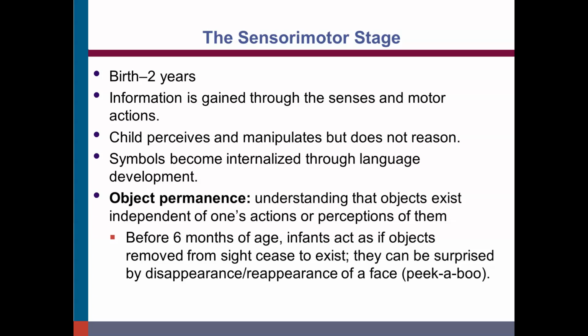Now during this phase here, most infants achieve what's called object permanence, understanding that objects exist independent of one's actions or perceptions of them. So basically, before they're 6 months old, infants tend to think that if an object is not within sight, the object does not exist any longer.